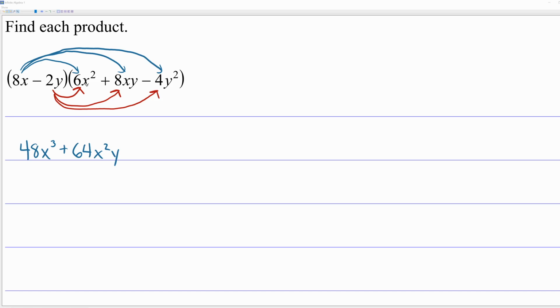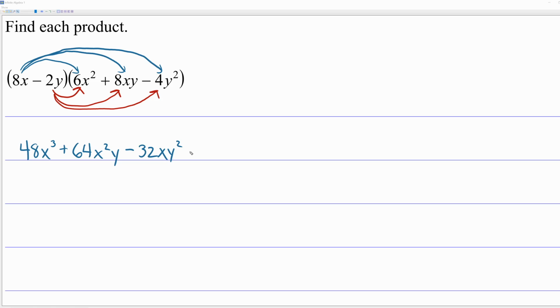And now for the third arrow, 8 times negative 4 is negative 32. X, well, there are no x's, so that stays x. There are no y's, we have a y squared. So we're just multiplying everything together. And that's the three blue arrows leading to these three terms in blue. So now let's do the reddish arrows.